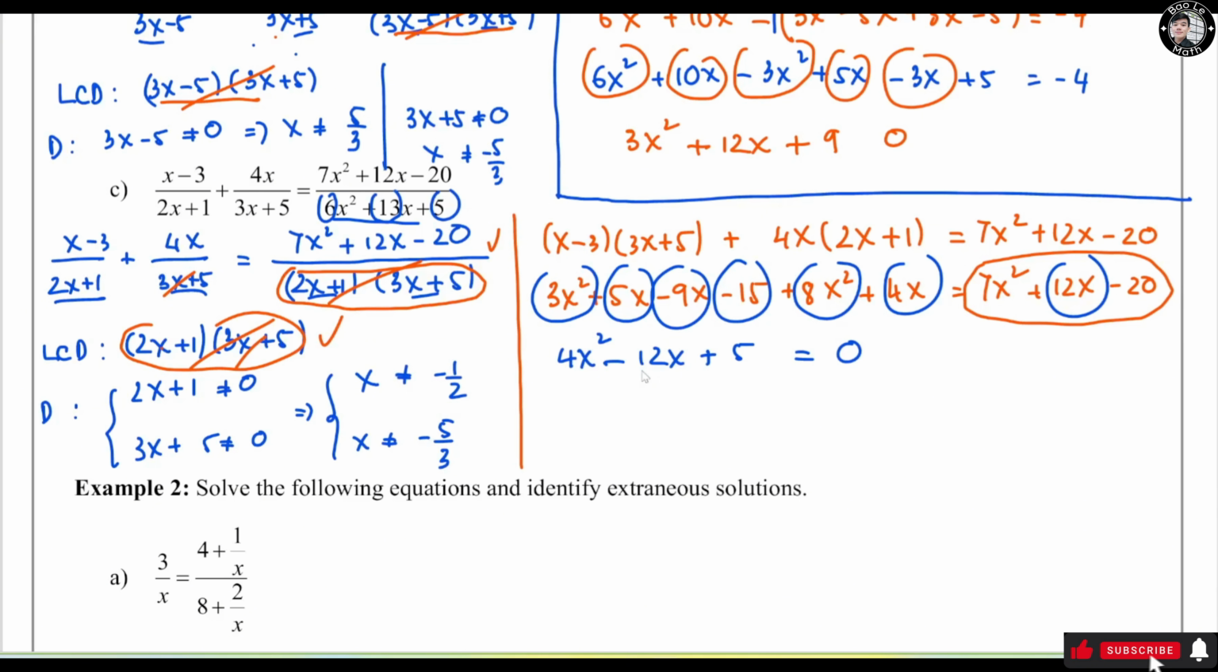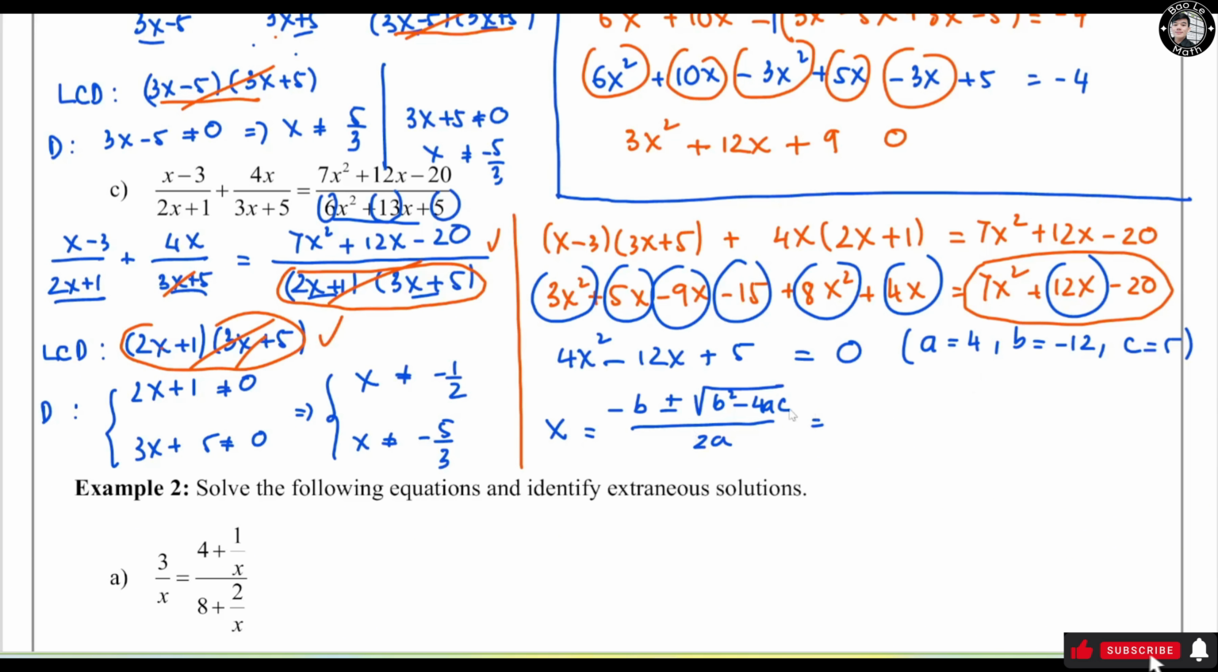Now we cannot solve this equation by factoring, so we need to use the quadratic formula. So we have x equals negative b plus and minus square root of b squared minus 4ac over 2a, where a equals 4, b equals negative 12, and c equals 5. So we just plug in values.